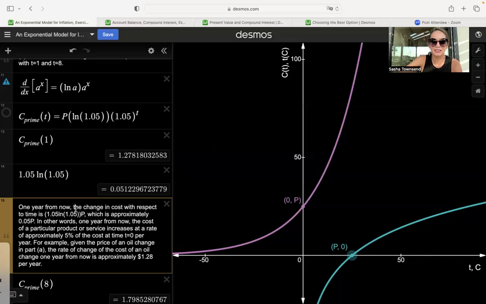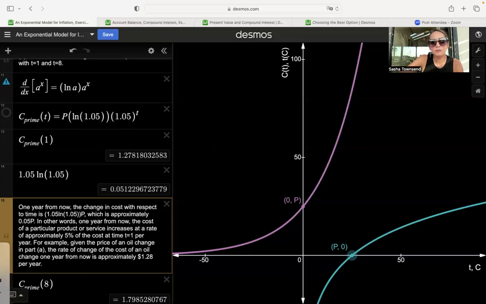It says changing cost with respect to time is 1.05 times the natural log of 1.05 times p, which is, again, just approximately 5% of p. So the cost is increasing at a rate of 5% at time t equals 1 per year. It says time t equals 0, but t equals 1 per year.